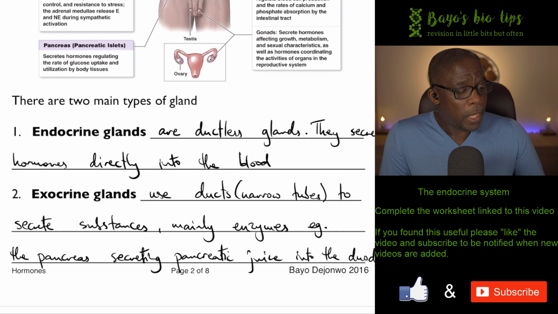So that's the exocrine glands. So those two are different. We don't really care about the exocrine glands for this lesson, but it's good to know these things in case you come across them. Okay? So that is our introduction to the endocrine system.